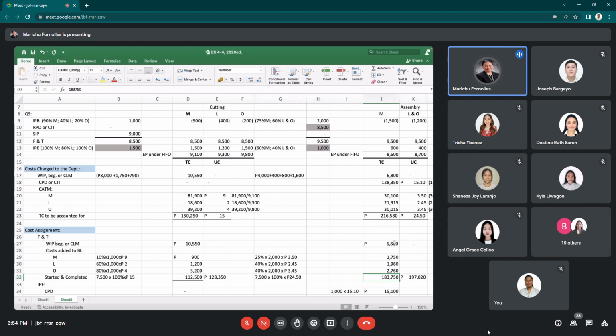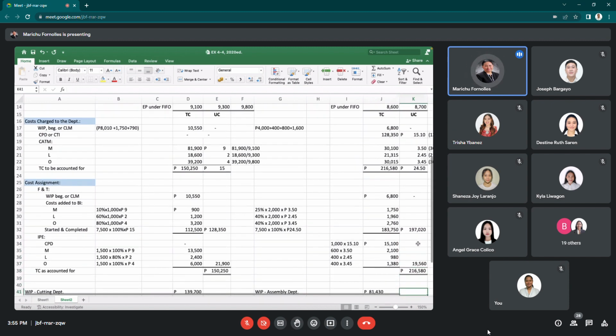183,750. So cost last month or work in process beginning 6,800 plus the cost added to beginning inventory plus the cost applied to those units started and completed this month 183,750. So the sum of these items will give you a total of 197,020, which is the value of F&T in assembly department. So now let us compute the work in process in assembly.